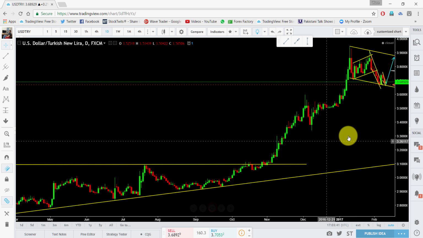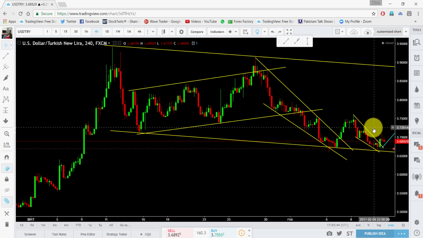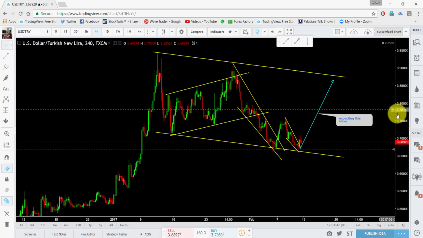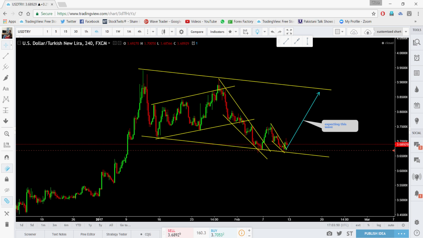Okay, so because the trend is strong to the upside, this move is highly gonna appear over there, very much possible. Yeah, this move, and gonna test the top again.